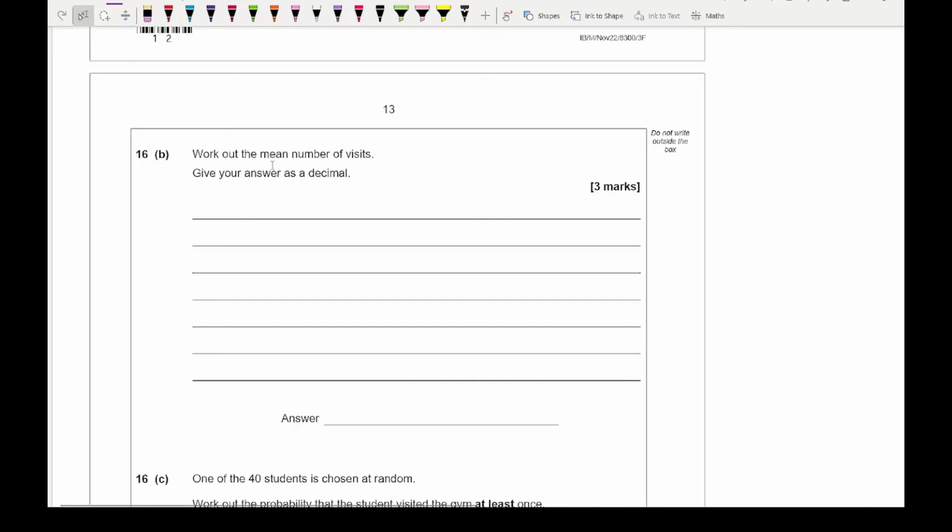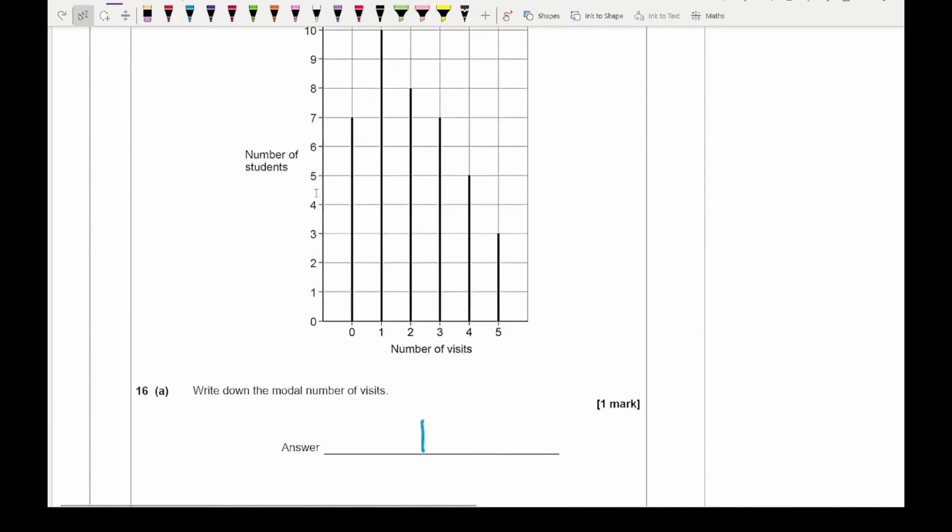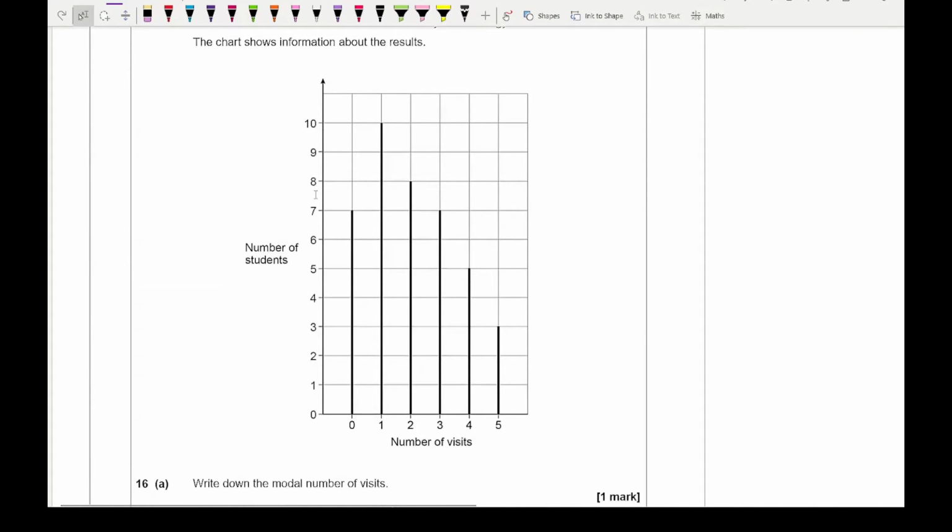Then for 16b, it says work out the mean number of visits, give your answer as a decimal. So for this, I need to go back to the chart. And what I'm going to do here is draw a frequency table. So here I've got the number of visits, so I'm just going to call X, in which the 6 options are these numbers here. So I've got 0, 1, 2, 3, 4, and 5.